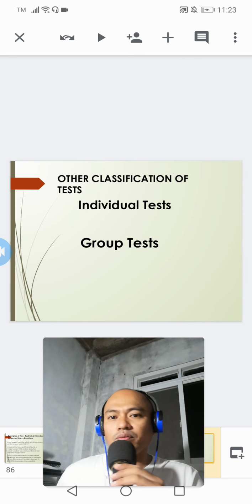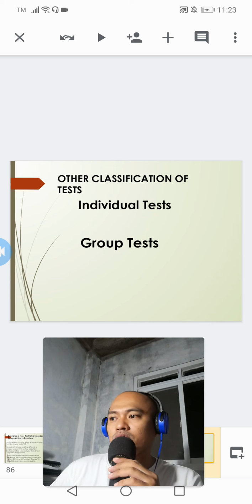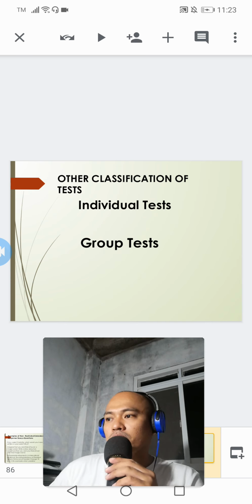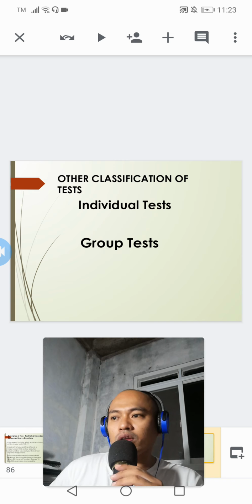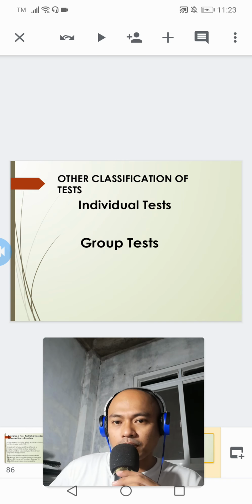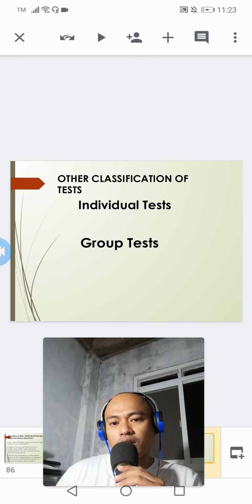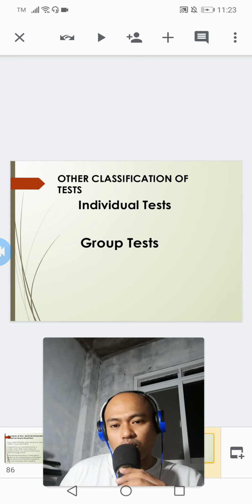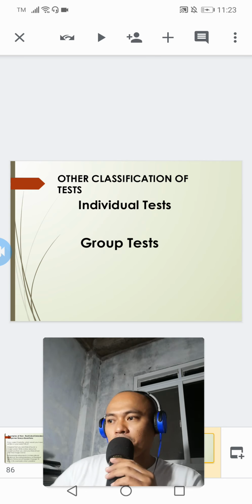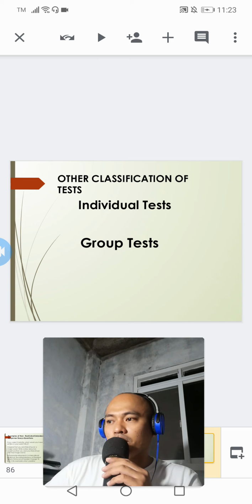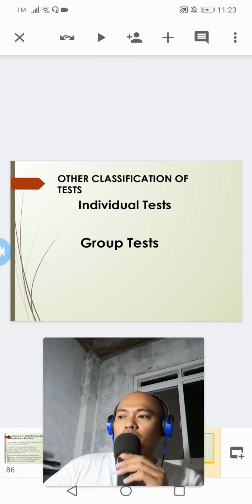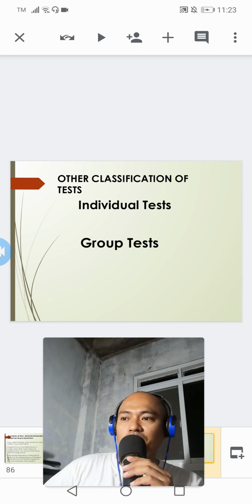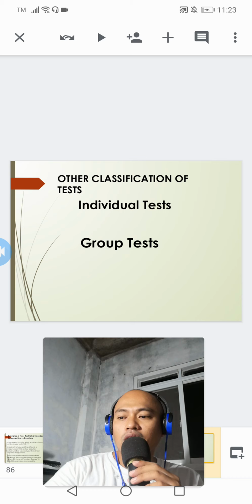We can also give individual tests. This individual test is administered on a one-to-one basis using careful oral questioning. It can also be an interview. For the group test, it is usually administered to a group of individuals. Questions are typically answered using paper and pencil techniques.